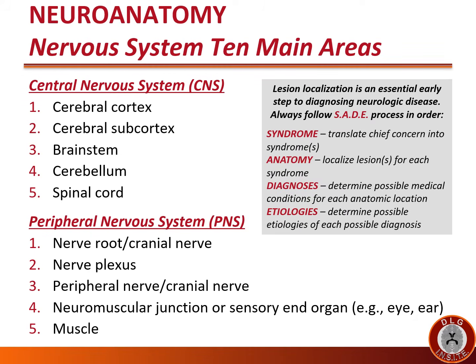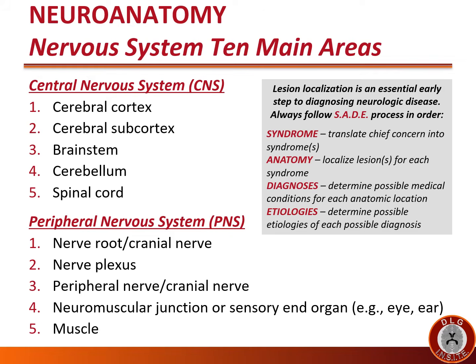The 10 main areas in the nervous system include, in the central nervous system, cerebral cortex, cerebral subcortex, brainstem, cerebellum, and spinal cord. And in the peripheral nervous system are nerve root or cranial nerve plexus, peripheral nerve or cranial nerve, neuromuscular junction or sensory end organ such as eye and ear, and the muscle.